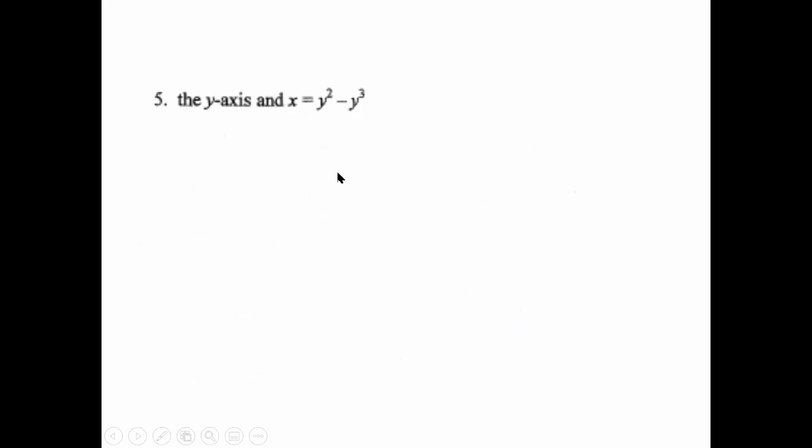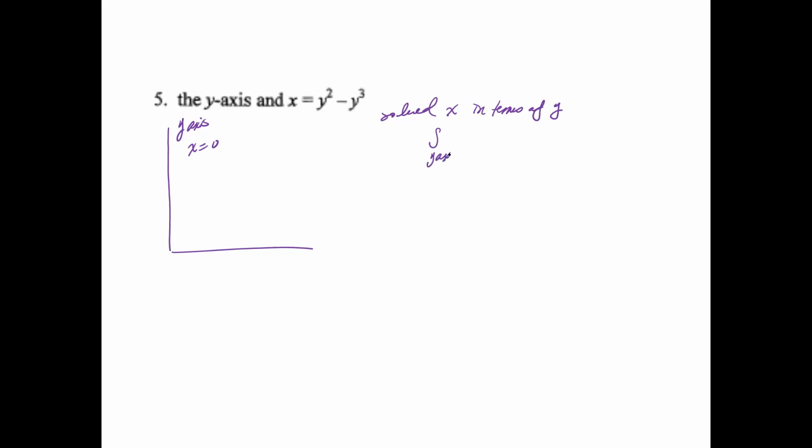All right, similarly, let's take a look at number 5. For number 5, it's saying the y-axis. So here is the y-axis. For the y-axis, x equals 0. And it's given to you, this is also solved for x in terms of y. And because it is solved for x in terms of y, what that gives you is that you are going to be using the integral from, and your bounds here have to be from the y-axis.